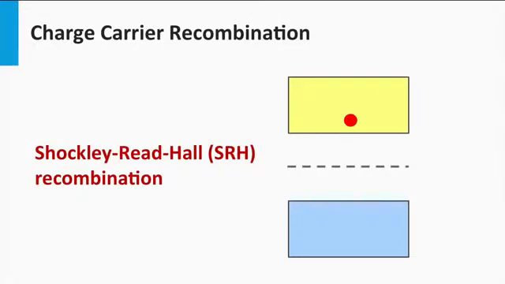The third recombination mechanism is Shockley-Read-Hall recombination. Semiconductor materials can have various types of defects in the lattice. These defects can have energy states in the forbidden band gap, like we have seen for donor and acceptor states in the case of doping. An electron can be trapped in such a defect state. If freely moving holes can find these trapped electrons, they can recombine as well.